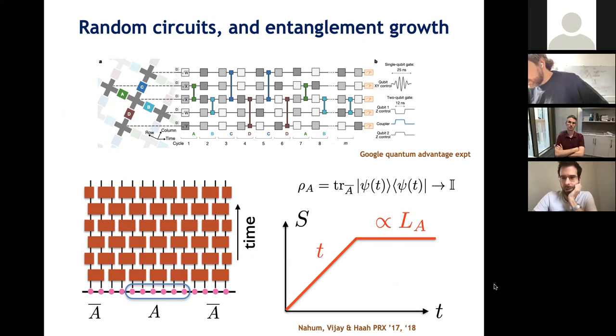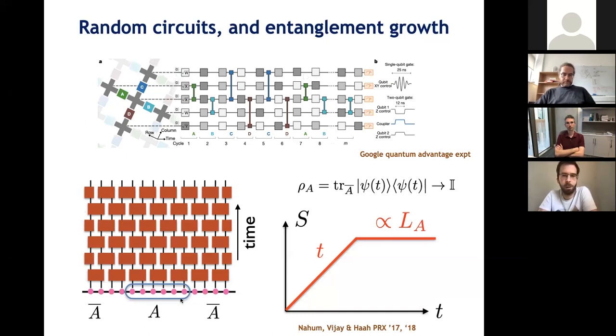There won't be any Hamiltonian in this talk. Actually, there will be in the end, but they will be effective Hamiltonians. The type of quantum system I'm going to be thinking about are quantum circuits. This has proven to be a popular setup in recent years. This is a figure from the Google experiment, which I'm sure many of you have seen.